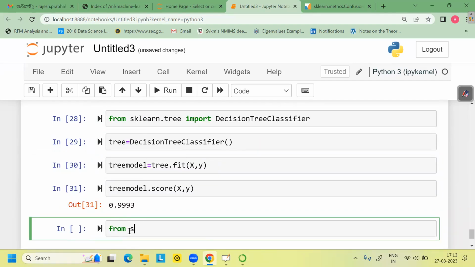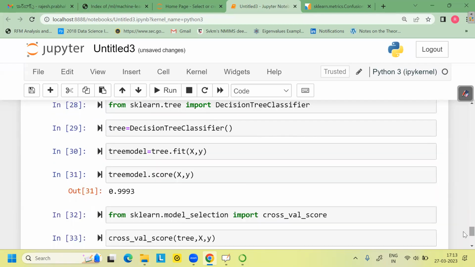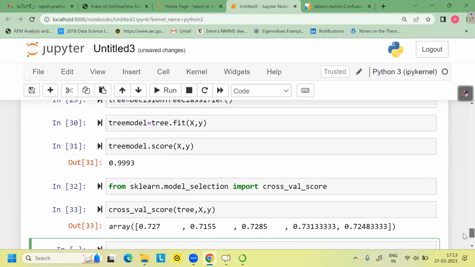So it is overfitting. From sklearn.model_selection import cross_val_score, cross_val_score(tree, X, y). So decision tree classifier: the train accuracy is 99, but test accuracy is around 72. So 20% difference is there. So what do we have to do?